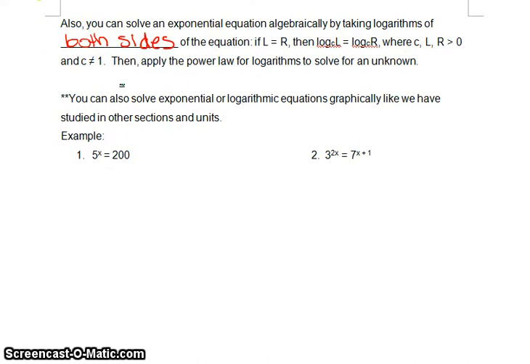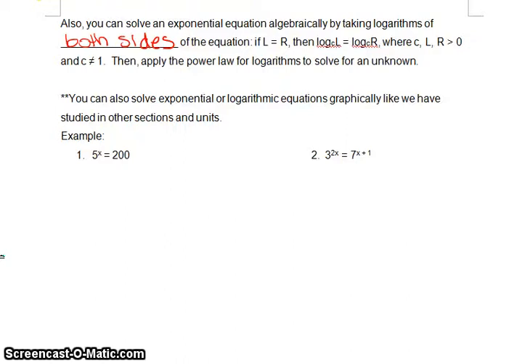So this is one that we can add to our previous statements. Suppose we had L and R, just arbitrary numbers that are equal to one another. Then we can say that log base C of L is equal to log base C of R, where C, L, and R are all greater than 0, and C cannot be 1. When you do this, you would apply the power law for logarithms to solve for an unknown. We'll look at some examples of what this means in just a second.